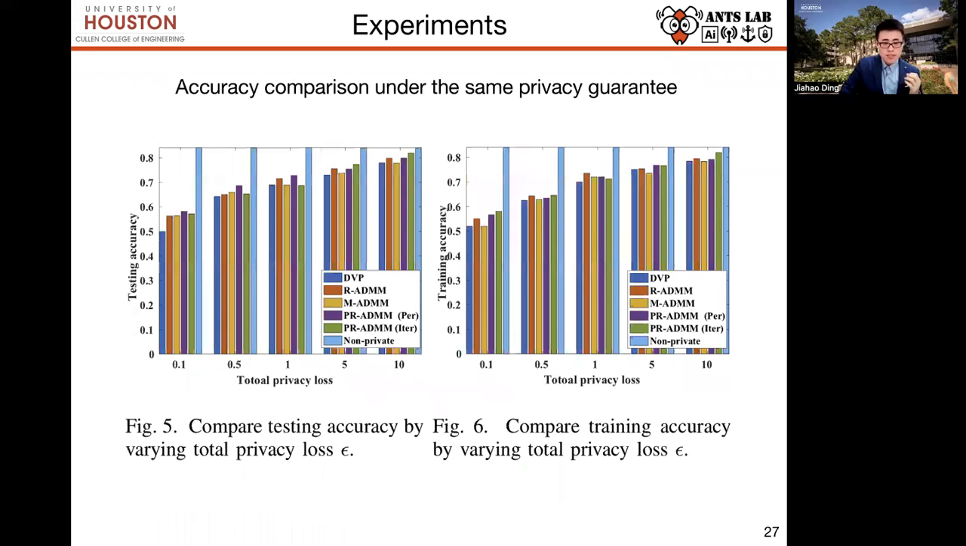And this is the testing and training accuracy achieved by each algorithm by varying the privacy budget. As the privacy budget increases, we can see that our algorithms under 2 kinds of noise decay scheme achieve competitive training and testing accuracy on a wide range of values for the total privacy budget.